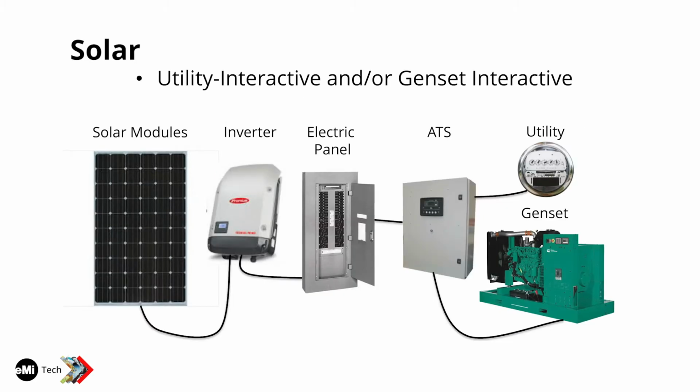We have utility interactive or genset interactive. This requires a different type of inverter. So both of these inverters are taking DC and making it into AC power. But this one's really intended to parallel with other sources. So it's allowing you to take that solar and parallel it with the utility and the generator.